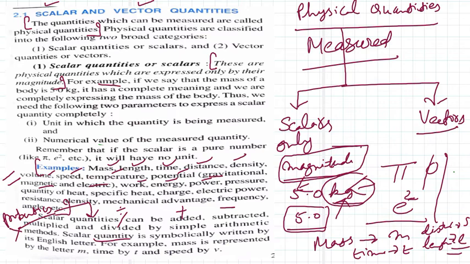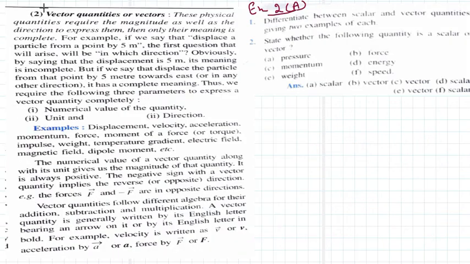Now we will move on to the next page. The next page is of vector quantities. This is the definition of vector quantities. Vector quantities are the physical quantities having magnitude as well as direction, called vector quantities or vectors.